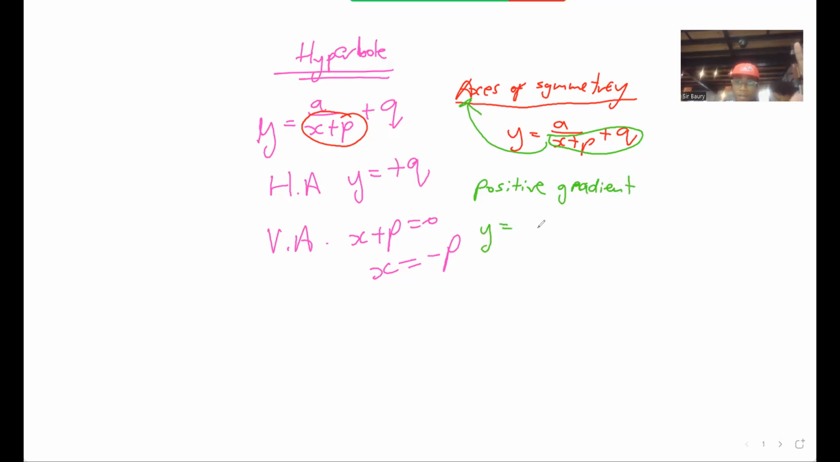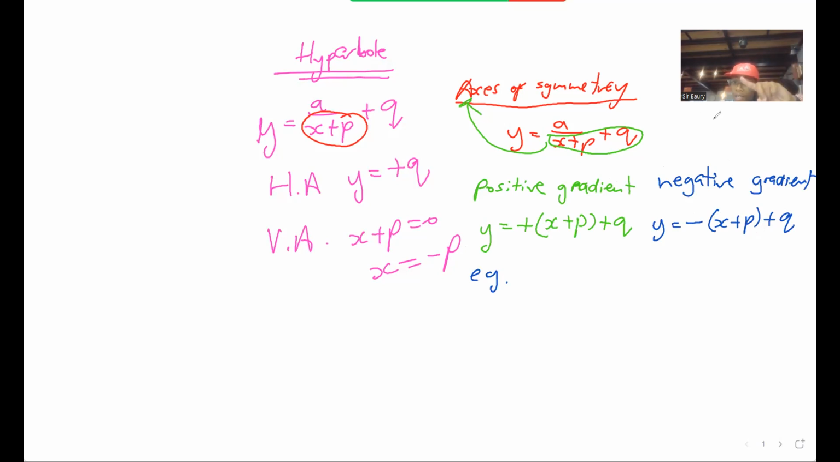Y is equal to positive x plus p plus q for a positive gradient. Then for the negative gradient, y equals negative x plus p plus q. These are the things you need to do. Example, right? The example is the question there.